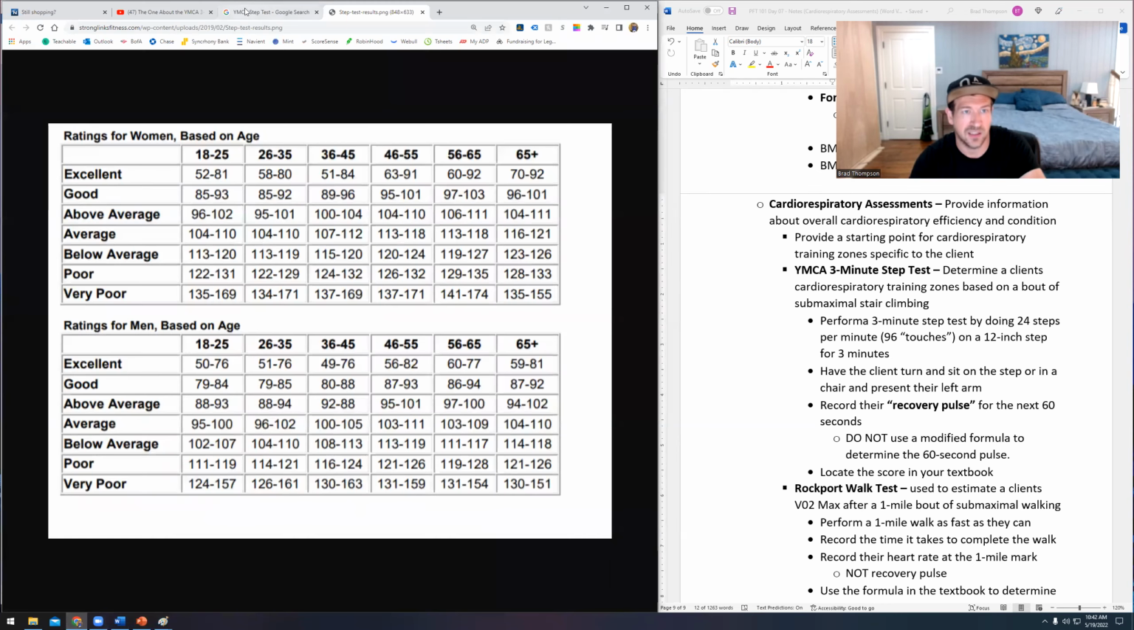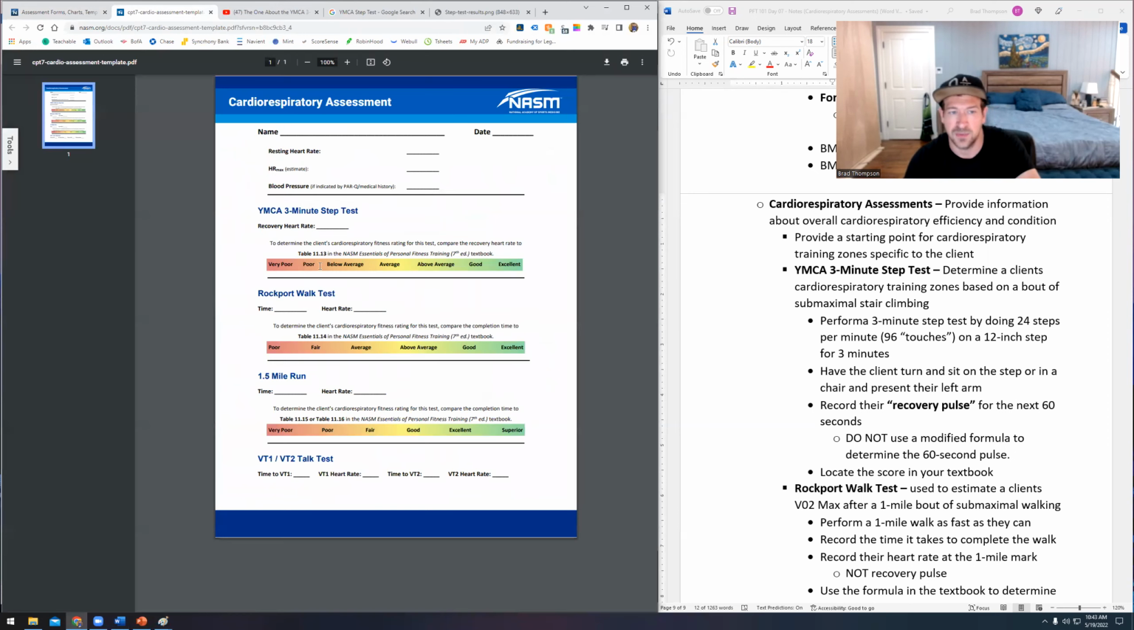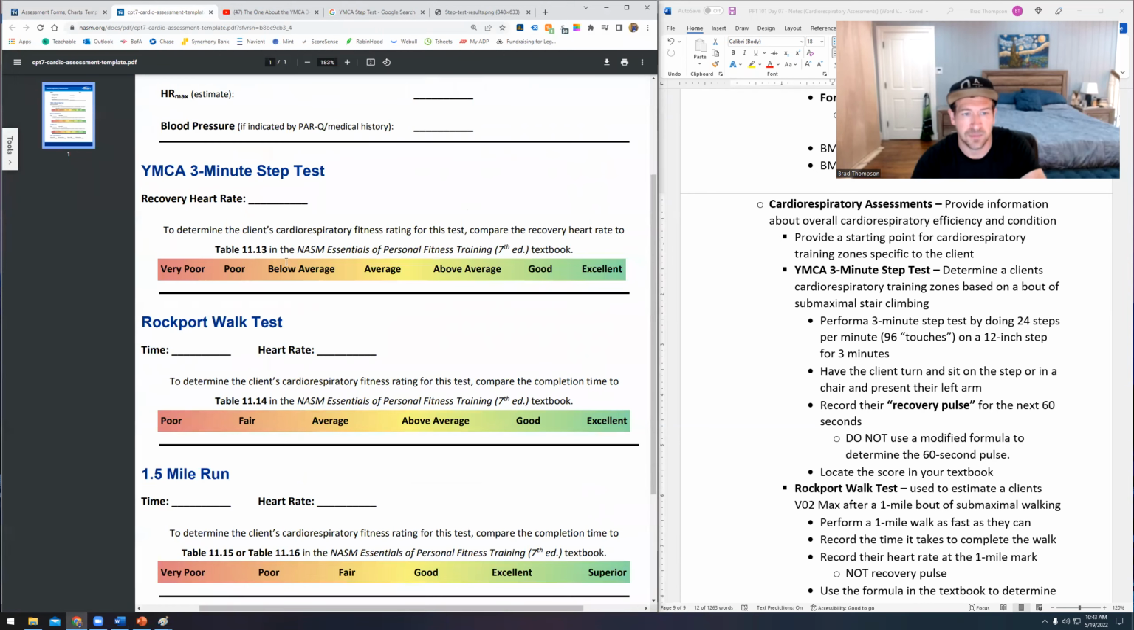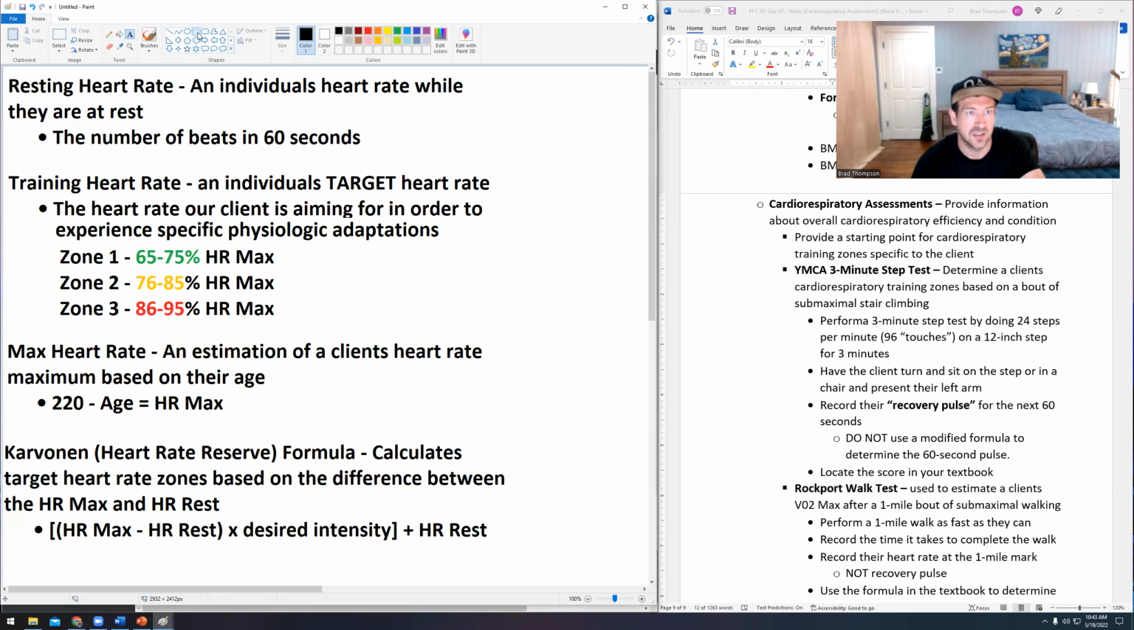So if I actually look at my little table here, did I close the thing? How did I close the thing? My cardiorespiratory assessment, and I had them do the YMCA step test, and they scored below average or average, right? That's going to put them in zone 1. So this person's going to qualify right here. So all those numbers that I calculated out earlier, I'm going to give her these numbers, right?